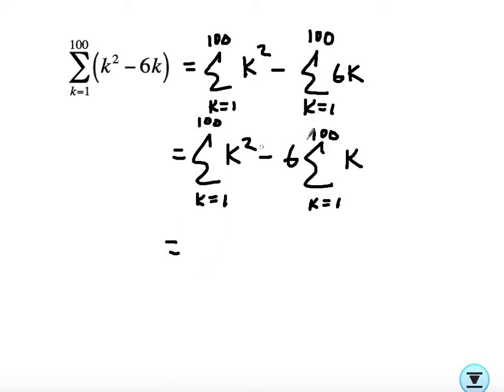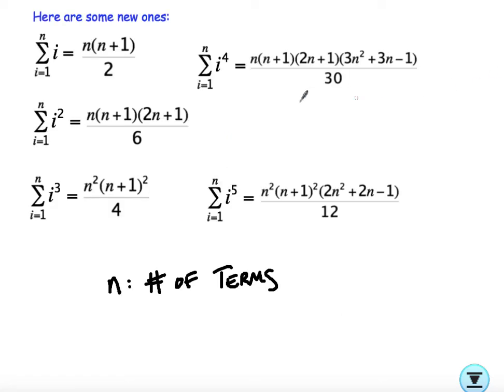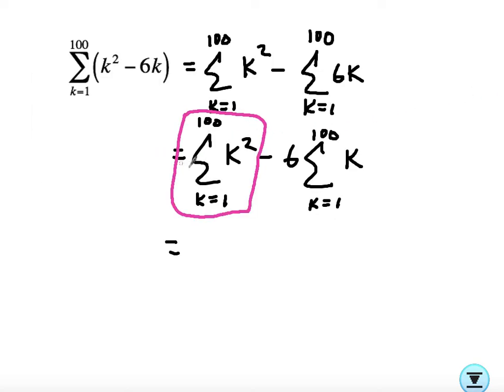Okay, now I'm going to use my formula, and I'm going to color code it. So this part right here, I can use this k squared formula. Here it was an i squared, but it doesn't matter what the letter is. K squared works too. So here's the formula I'm going to use, and n is the number of terms. The number of terms from 1 to 100 is 100. So I'm going to do n, which is 100, times n plus 1, so 100 plus 1, times 2n plus 1, 2 times 100 plus 1, all over 6.